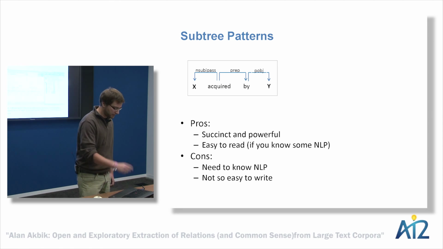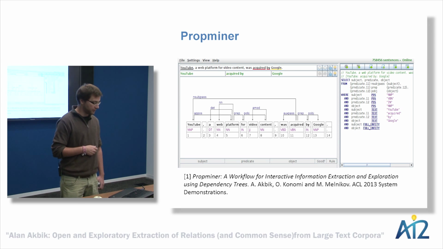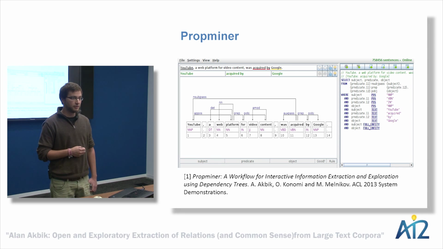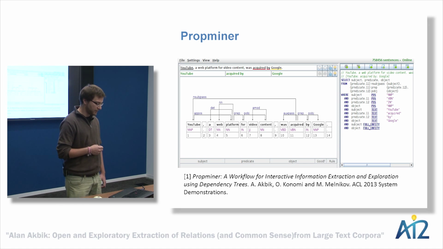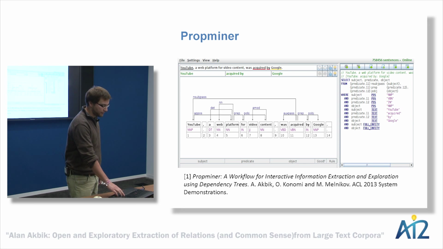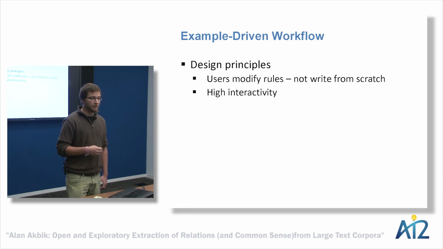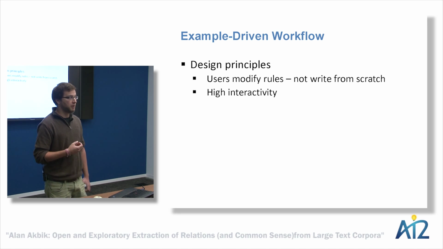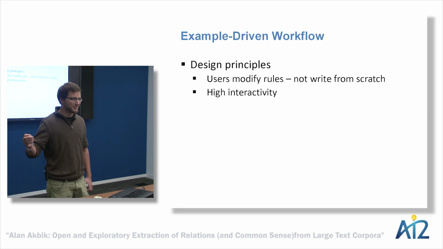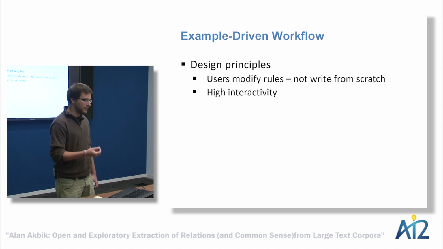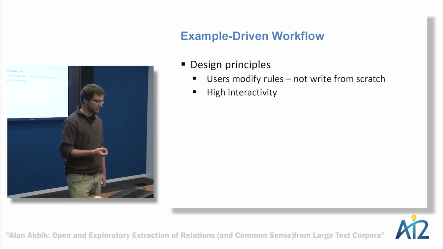And for this reason, we designed a tool and a workflow that we presented last year at ACL called PropMiner. The basic design principles are that we have an example-driven workflow. What we want is for users not to write these subtrees, but actually to point to one example: I want this pattern just as it is used in this example sentence. So basically provide an example sentence for the subtree that you want, annotate it a bit, have an automatically generated rule, and modify that rule.